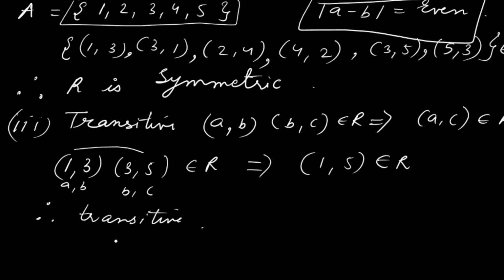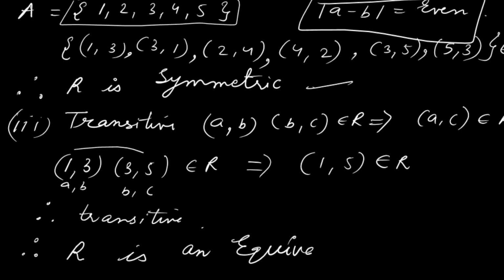Now we have proved that this relation is reflexive, symmetric and transitive. So therefore we can say relation R is the full relation. Also you can write A comma B such that mod of A minus B is even. So this relation is an equivalence relation.